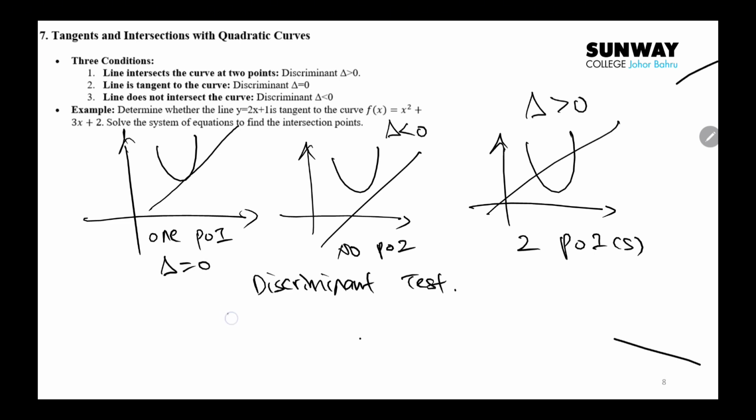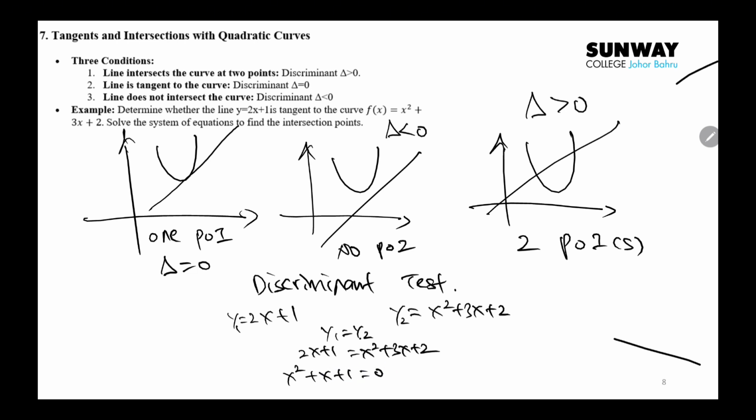A quick example: if you have a line y equals 2x plus 1 and a curve y equals x squared plus 3x plus 2, what you need to do is transform this into a new quadratic equation by equating the first y1 and the second y2 to be the same. So you have 2x plus 1 equals x squared plus 3x plus 2. You are going to form this new quadratic equation of x squared plus x plus 1 equals 0.